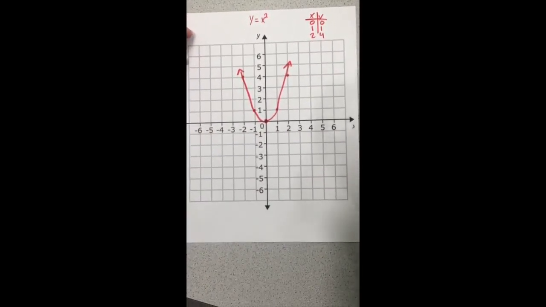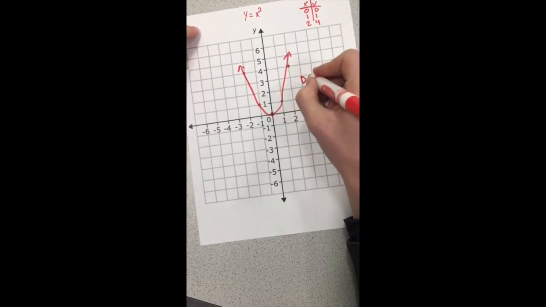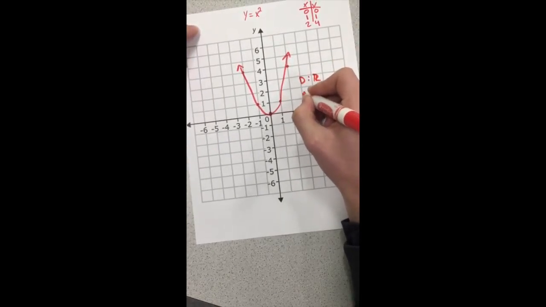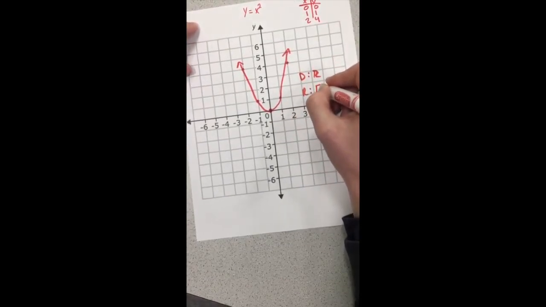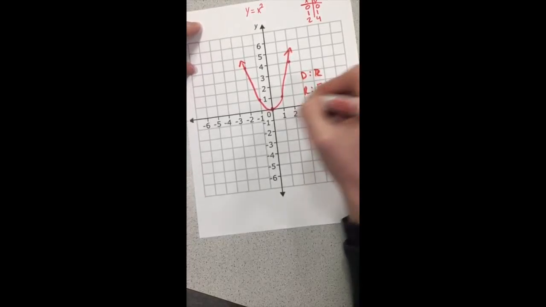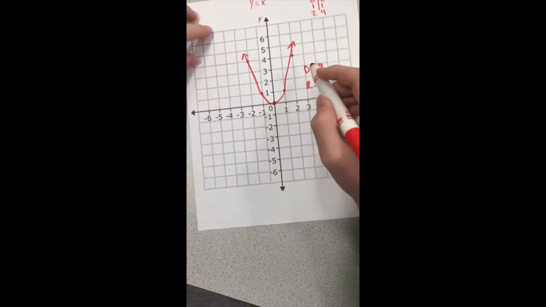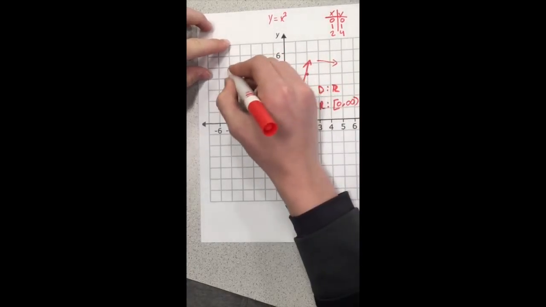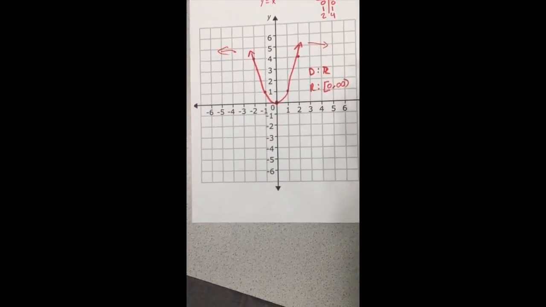Okay, so the domain and range of this would be, the domain is all real numbers, and the range is 0 to infinity. It starts at 0 and goes all the way up, and all real numbers, because these are also going all the way out while they're going up.